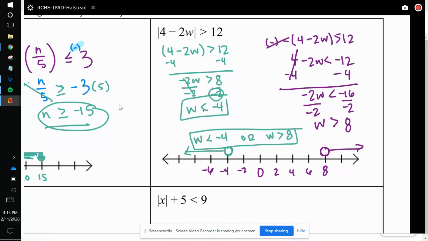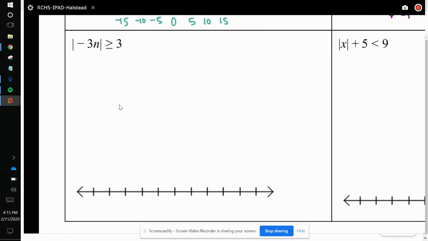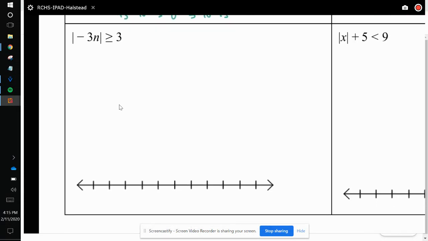All right, next one. Is the absolute value by itself? Yes. So on this side, we have the absolute value by itself, so we can go ahead and drop the signs. The inside part, -3n, can be less than or equal to -3 or greater than or equal to 3. I'm going to go ahead and write the inside part over here, but then remember you have to make the inside part negative. So I'm just going to go ahead and simplify.